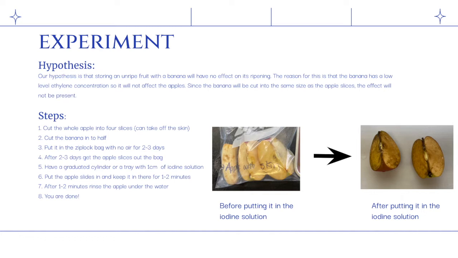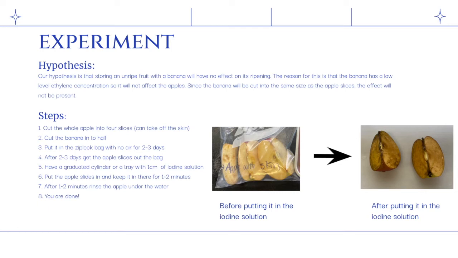Steps. Cut the whole apple into 4 slices, and you can keep the skin on or take it off. Cut the banana in half. Place both of those fruits in a Ziploc bag with no air for 2 to 3 days. After 2 to 3 days, get the apple slices out of the bag.